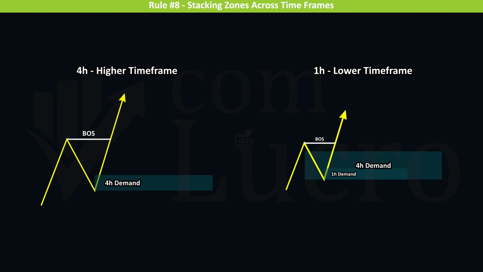Rule number 8 is stacking zones. Stacking zones refers to aligning zones across multiple time frames to identify stronger areas where institutional activity is more likely. Let's look at a clear example.